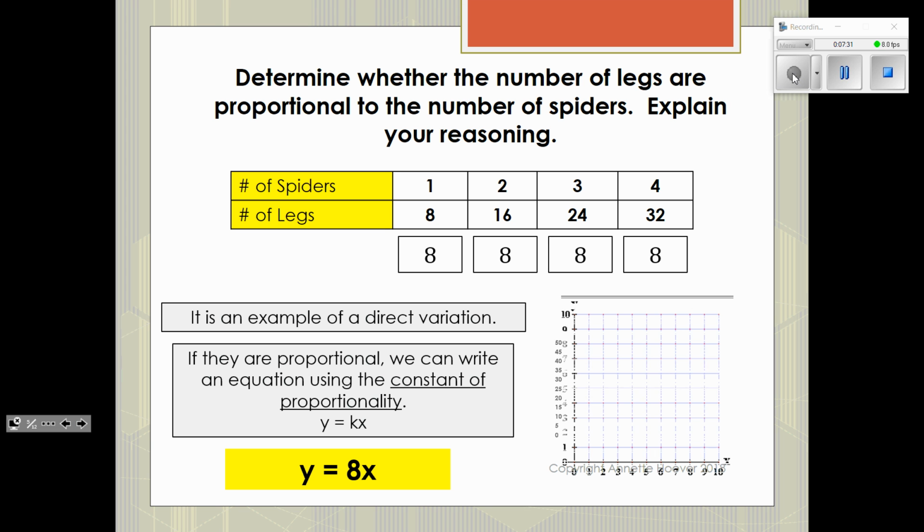Okay, so let's look at another example. If we were to graph this, you would see that it would make a straight line. Here is 1, 8. Here is 2, 16. Here is 3, 24. Here is 4, 32. And you will see that it does cross the y-axis at 0. It has to be at 0 right there where it crosses the y-axis. So that is direct variation.